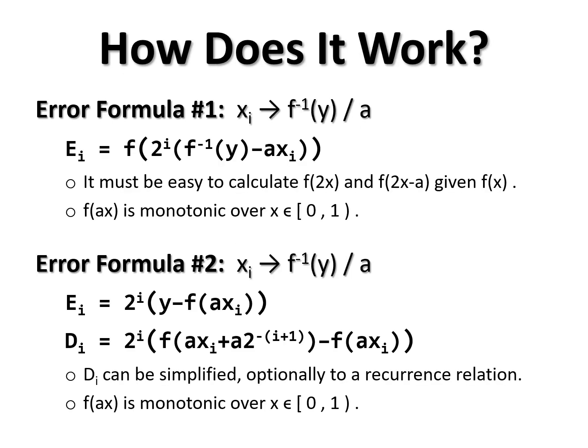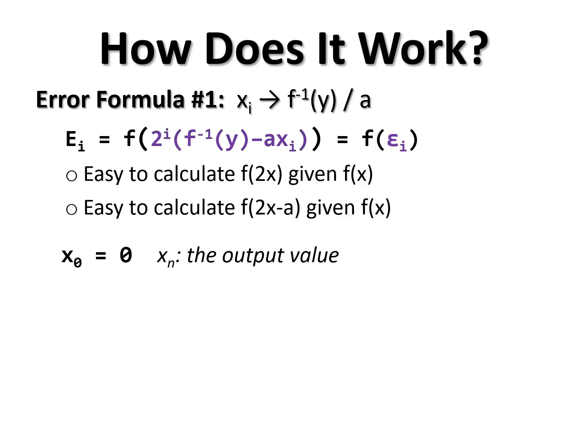Here are two different error formulas which can be expressed as inductive recurrence relations. It's not obvious at first, but each has a key quality which makes it surprisingly easy to calculate when certain conditions are met. Let's take a look at each of these error formulas and how they work, and try some examples. Here's error formula number 1.